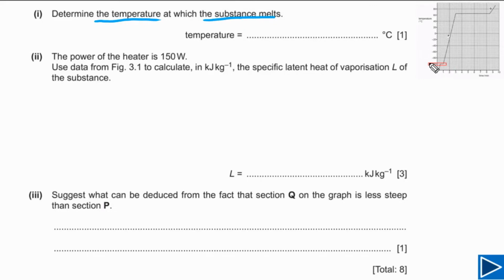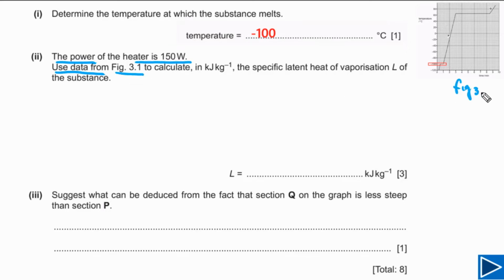We have already discussed the substance is melting here, which means the solid is changing into liquid. Now we simply need to write down this temperature, and this is negative 100 degrees Celsius. For the second part, the power of the heater is given, and power is equal to 150 watts. The question is asking us to use data from figure 3.1, and this is figure 3.1.